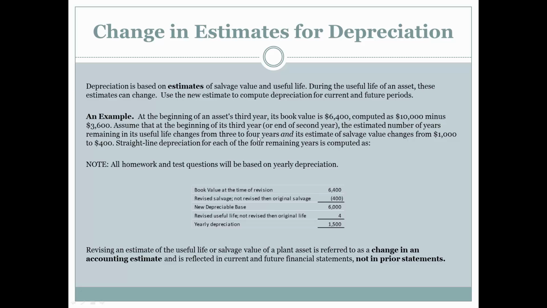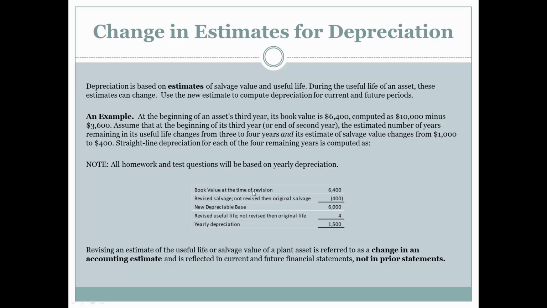So they were expecting to get 3 years out of the machine, but now they see that they can get 4 years. And its estimated salvage value changes from $1,000 to $400 because they're going to have it in use longer. Straight line depreciation for the remaining 4 years will be computed as follows. A note here also that all homework and test questions will be based upon yearly depreciation. Again, we're only going to be using partial year for straight line depreciation.